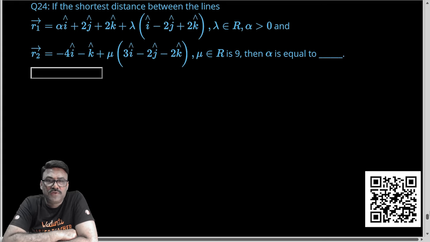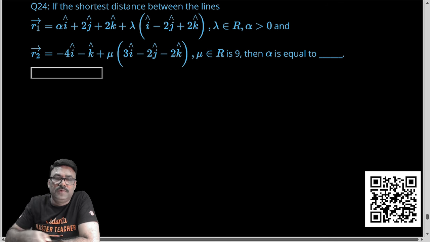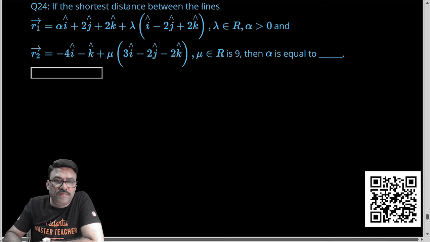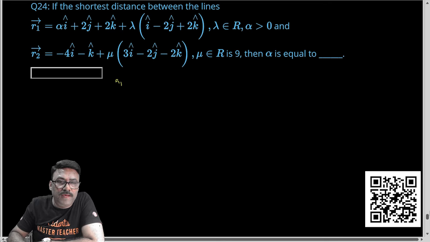This question is based on 3 dimension, shortest distance between two lines. The shortest distance between the two lines is given here. It is 9. So what will be alpha? Alpha is positive. So if I check A1 vector here, that is alpha 2 2. A2 vector here will be -4 0 -1.